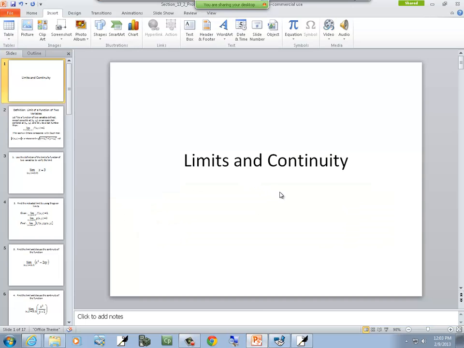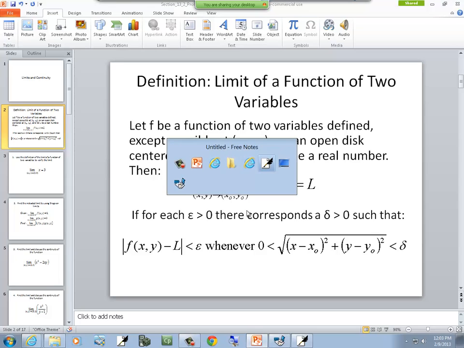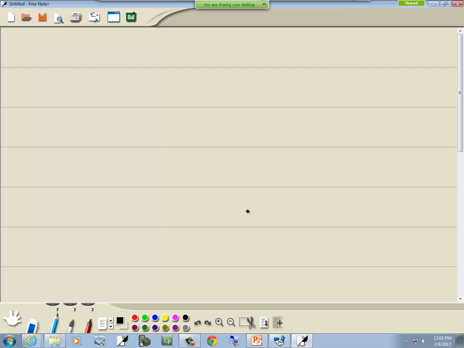Let's take a look at limits and continuity. Now our definition, limit of a function of two variables. If you remember from before when we just had x's and y's, we studied limit. We had a graph here, and we're studying it as it gets closer and closer to a point. As the x values got closer and closer, the y values got closer and closer.